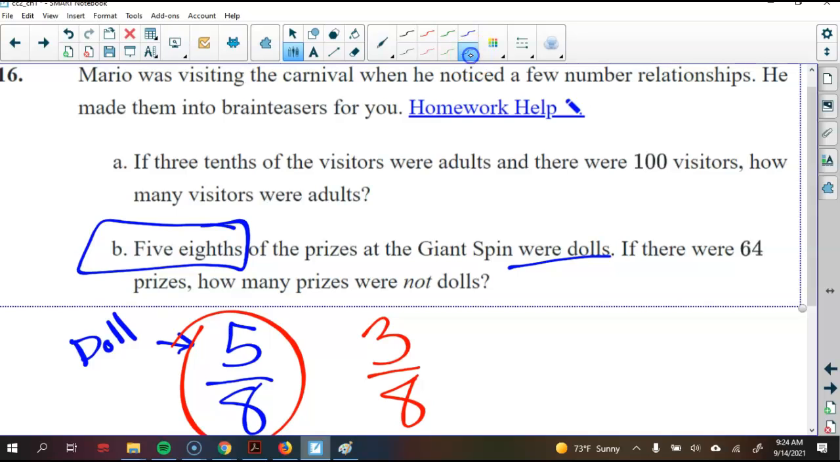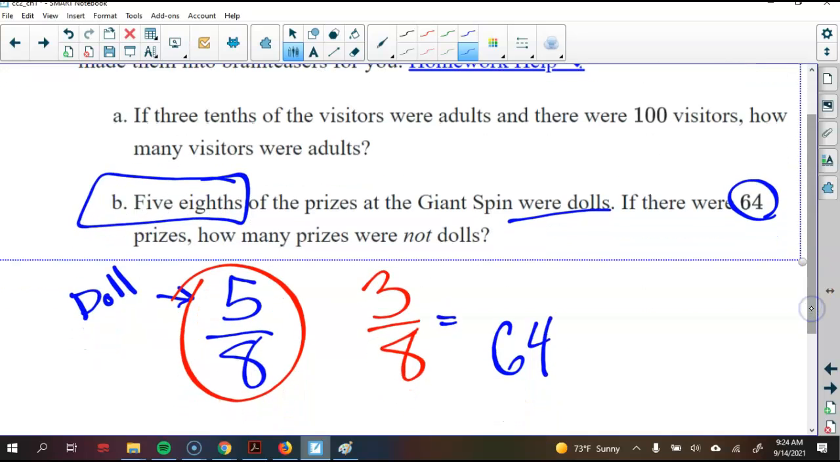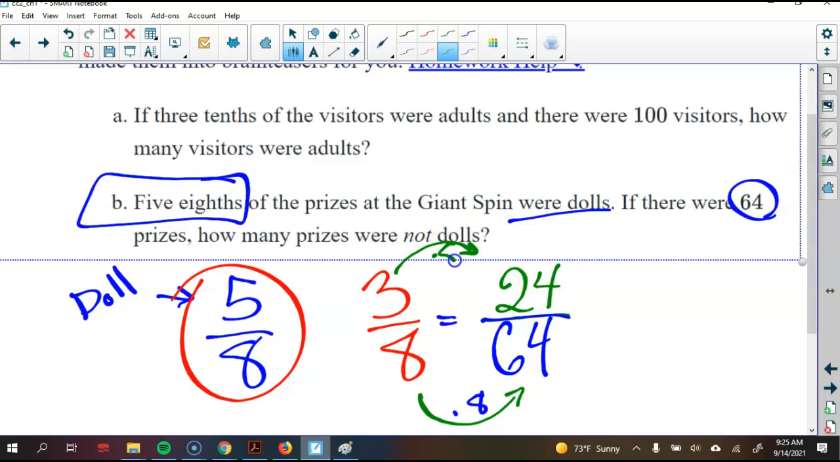So then, they tell us there are 64 total. How do we get from 8 to 64? What multiplication? Times what? Times 8. So the same thing happens up here, times 8. And we get 24 not dolls. Because the first thing I did was say, well, if 5/8 are dolls, then 3/8 are not.